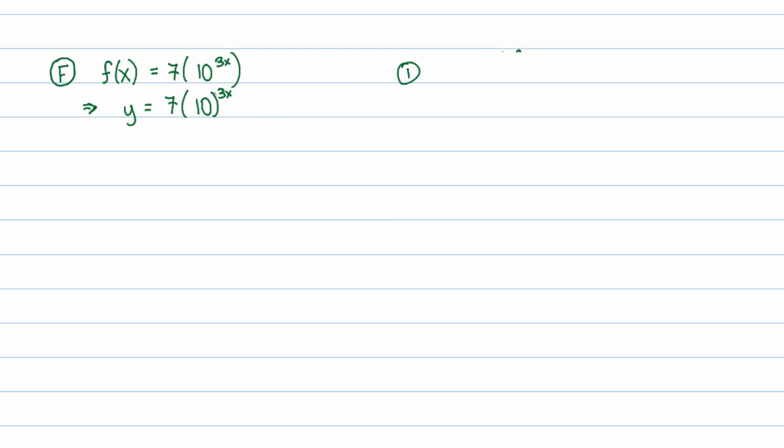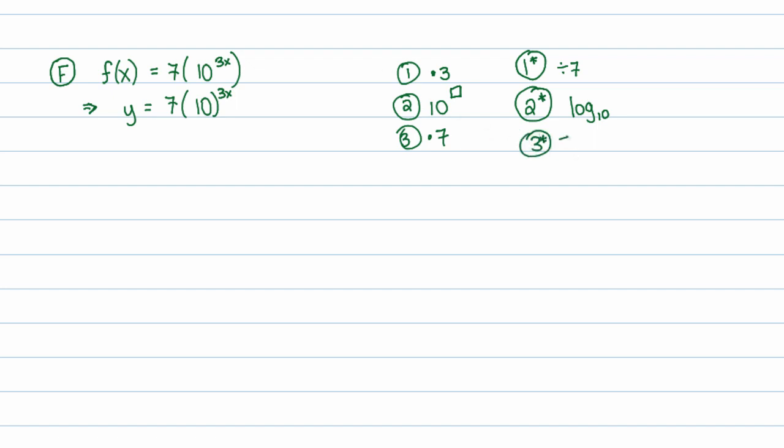So first thing that happens to x here is it gets multiplied by 3. Second thing that happens to it is it gets raised into an exponent, base 10. And then once it's 10 to the 3x, it gets multiplied by 7. So let's go ahead and undo, or take the inverse of, all these steps. Divide by 7. Remember, inverse and reverse order. I'm going to change from an exponential notation to a logarithmic notation, base 10. And finally, I'm going to divide both sides by 3.